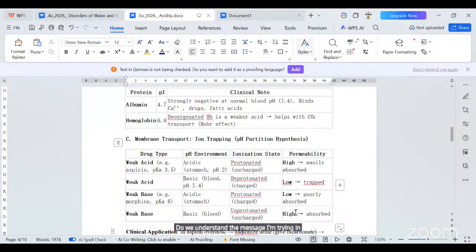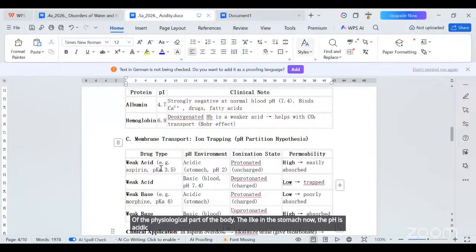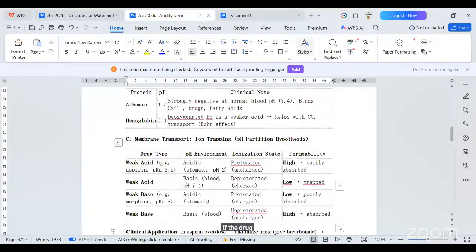In toxicology, we talk about transport for drugs. That's why you see that some drugs are put in capsules so that they can get to the point where they are needed. This membrane transport is just trying to make us understand that it depends on the medium of the physiological part of the body. Like in the stomach, the pH is acidic. If the drug is aspirin, it will be easily absorbed because they are within the same range.